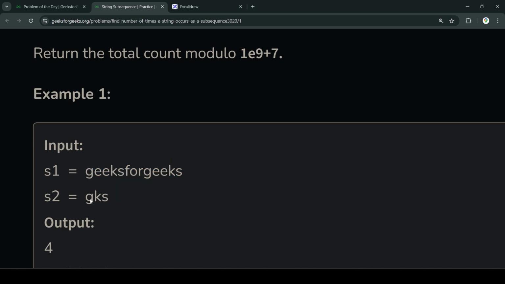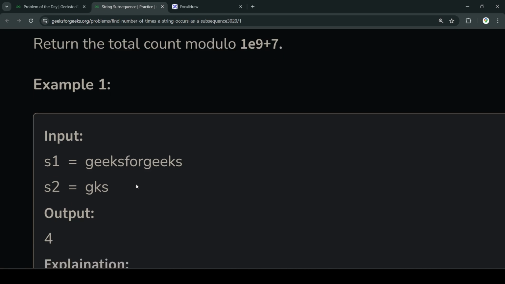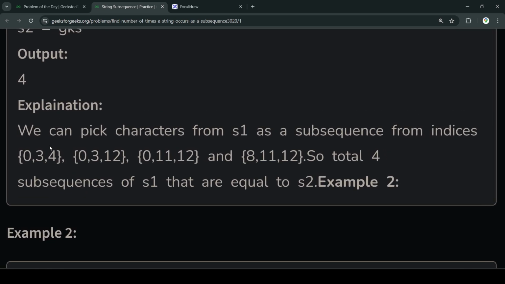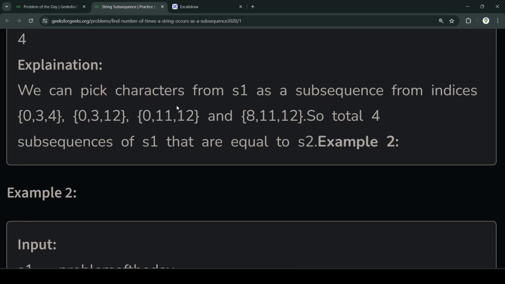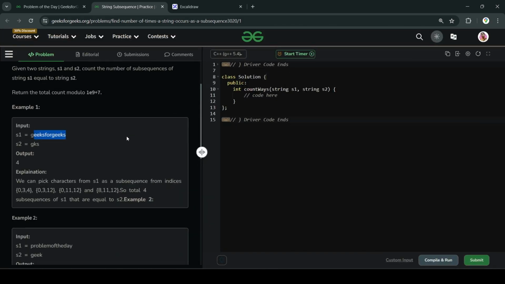So basically you can see that G is here, K is here, S is here. So one combination is present, and another combination that is possible here is G, K and S. So there are four combinations available. You can read here that there are four combinations available. These are the positions where they are present in the main string. So this is the question that we have to solve today.